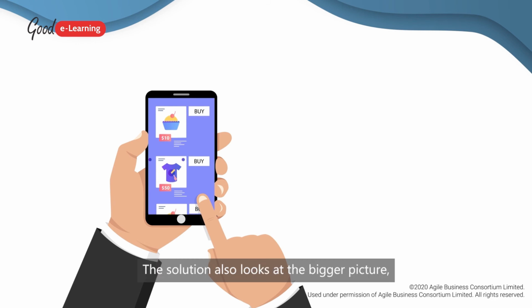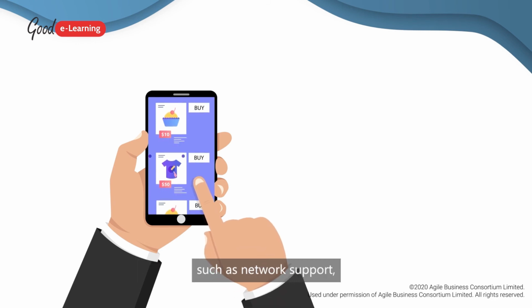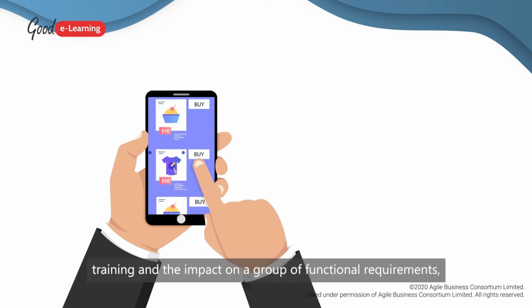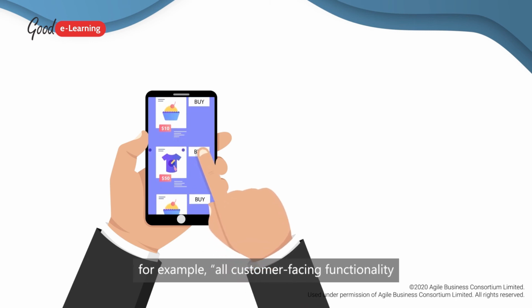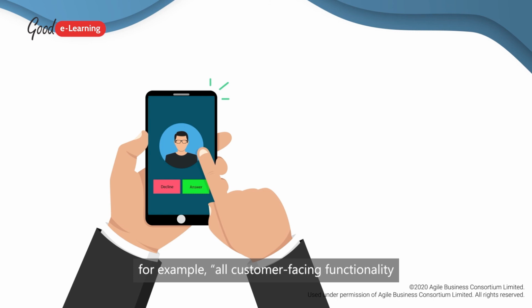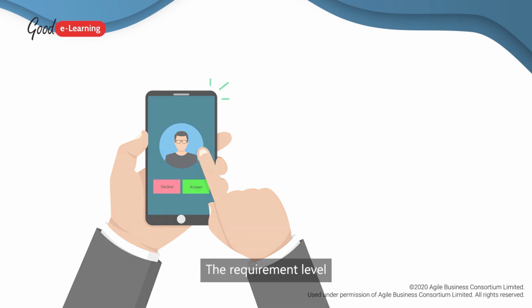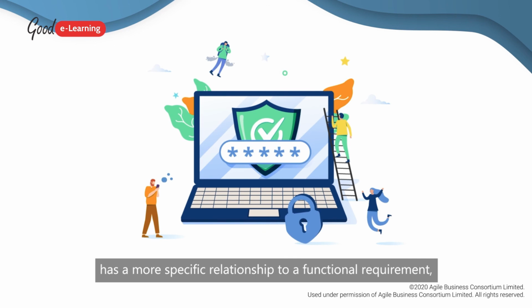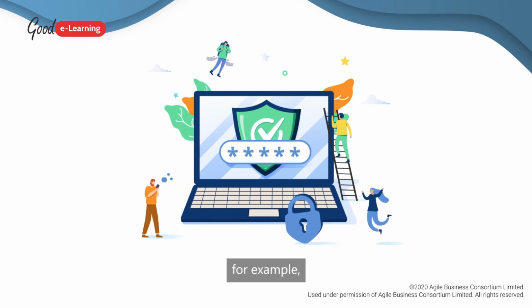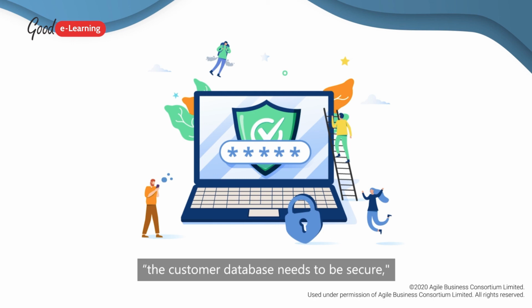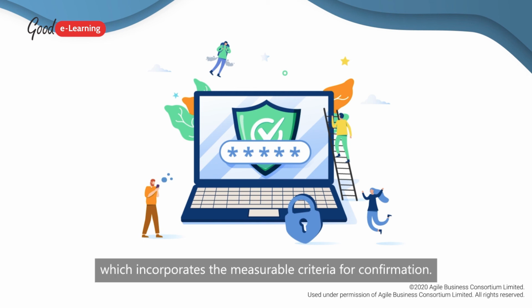The solution also looks at the bigger picture, such as network support, training, and the impact on a group of functional requirements. For example, all customer-facing functionality should have a response time of 2 seconds. The requirement level has a more specific relationship to a functional requirement. For example, the customer database needs to be secure, how a feature needs to look, work, and be usable to the business, and its own acceptance criteria, which incorporates the measurable criteria for confirmation.